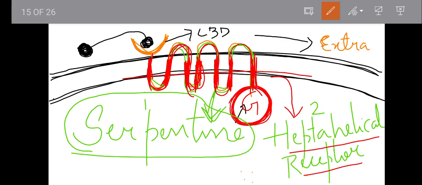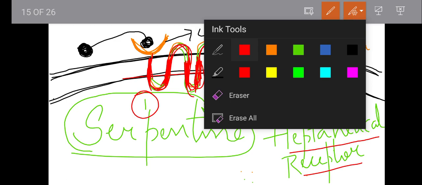So this is what the other names of the G protein coupled receptor are. It is known as serpentine receptor. It is also termed as heptahelical receptor.